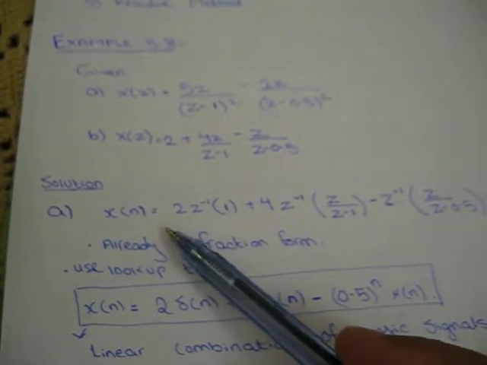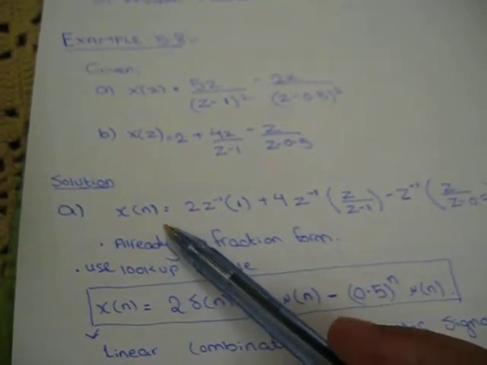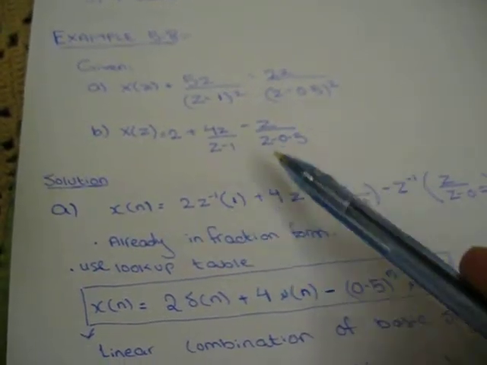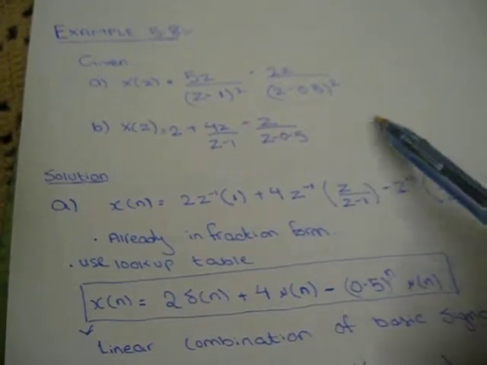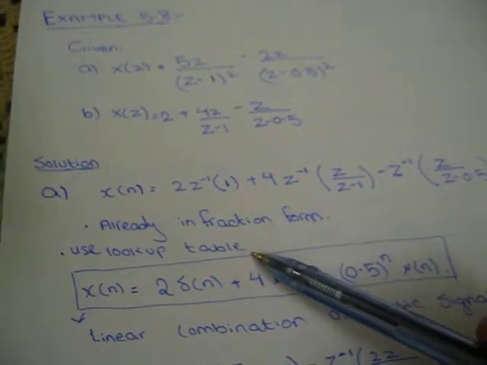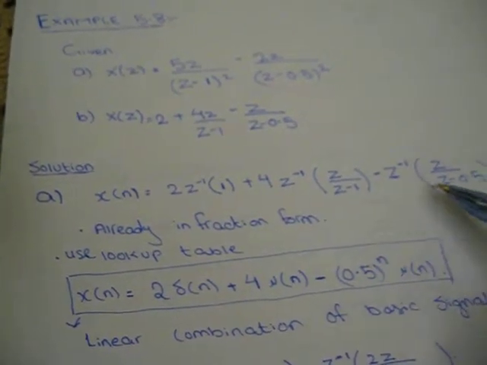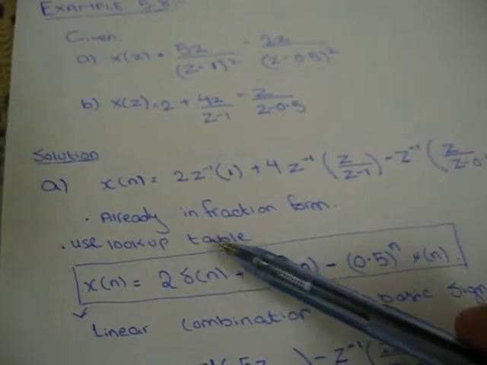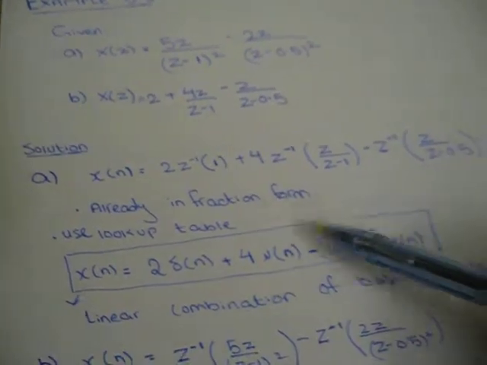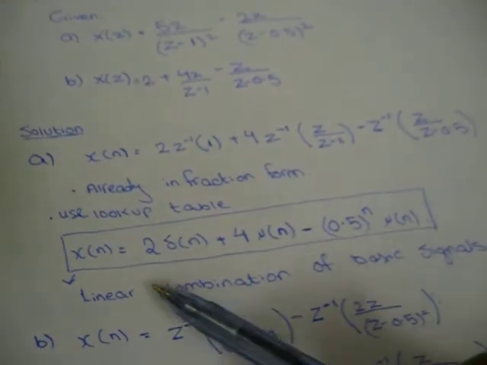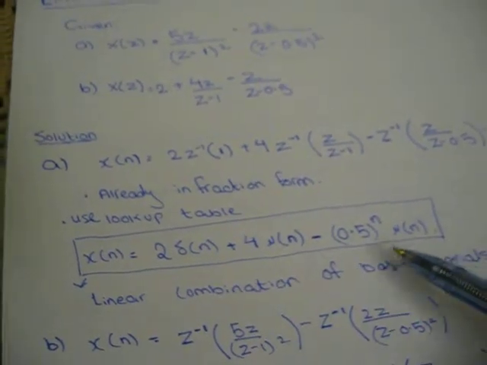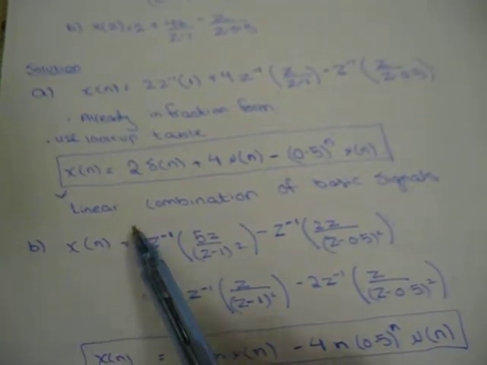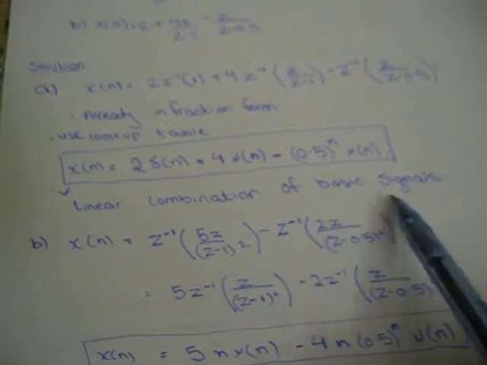So solving part A, we will apply the Z inverse operator to each and every term. Now we know that they are already in fraction form. So after looking at the lookup table, which is in our textbook, we will get the following answer. Now one important thing to note is that it is a linear combination of basic signals.